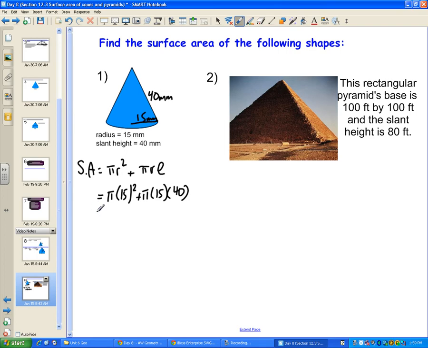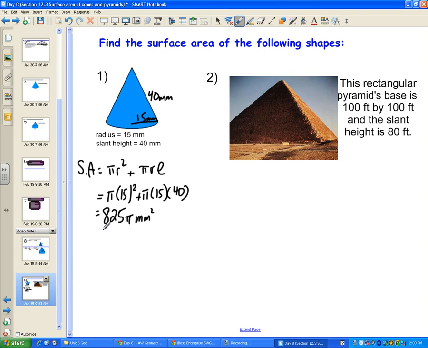So in terms of pi, I'm going to end up with some number. Let's see what we get here. We're going to end up with 825 pi millimeters squared. That would be our surface area, and I just basically crunched these numbers. 15 squared is 225. 15 times 40 is going to be, I think, 600, and so we end up with 600 plus 225 pi, which gave me the 825 pi.